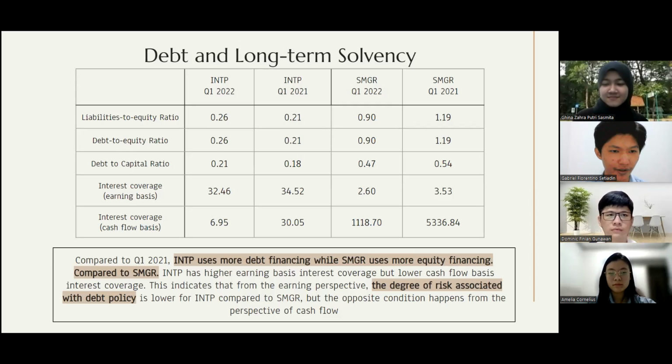From the results, we can see that compared to quarter 1, 2021, INTP used more debt financing, while SMGR used more equity financing. Compared to SMGR, INTP has higher earnings-basis interest coverage, but lower cash flow basis interest coverage. This indicates that from the earnings perspective, the degree of risk associated with debt policy is lower for INTP compared to SMGR, but the opposite condition happens from the perspective of cash flow. Next slide.